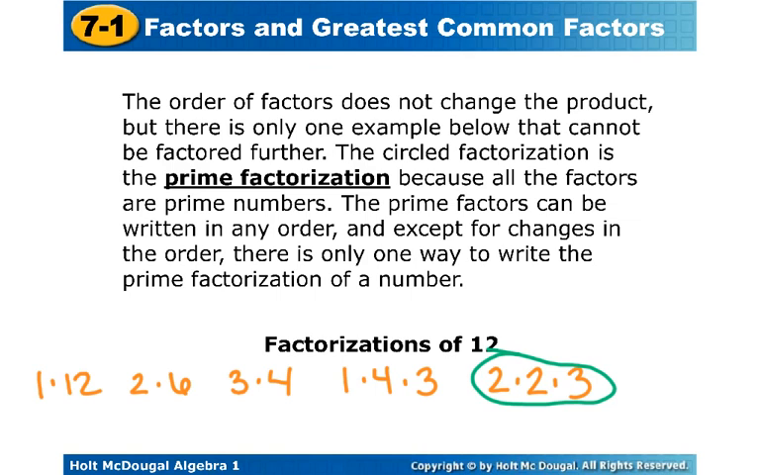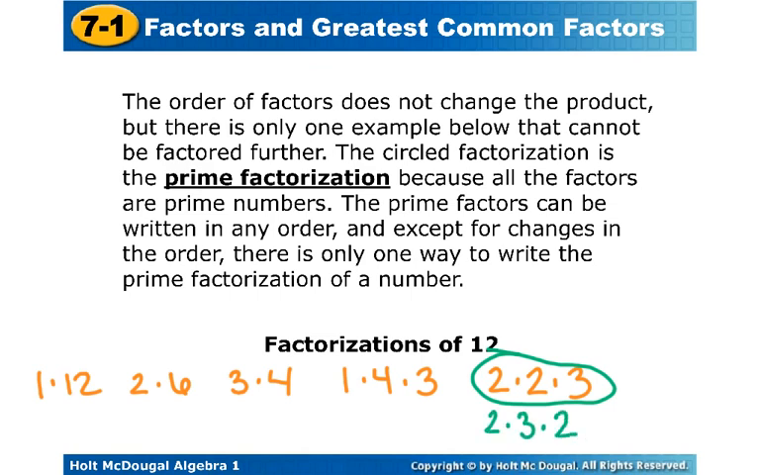Now, if you don't remember what prime numbers are, I suggest that you Google it so that you guys know what prime numbers are, okay? Remember, prime numbers are any number where it's just 1 times itself will give you that number. The prime factors can be written in any order, and except for changes in the order, there's only one way to write the prime factorization of a number, okay? So I could also say this as being 2 times 3 times 2.